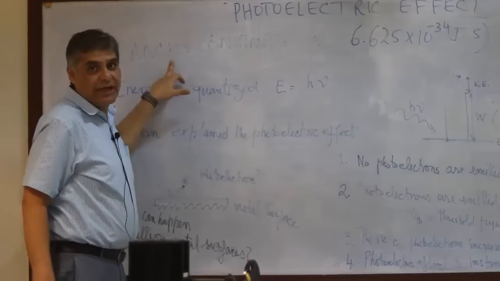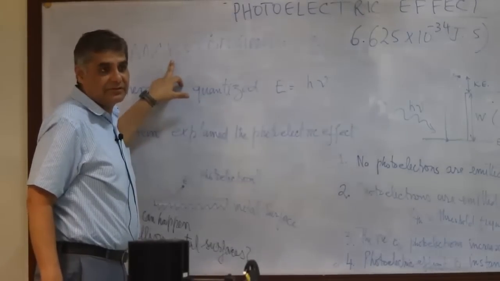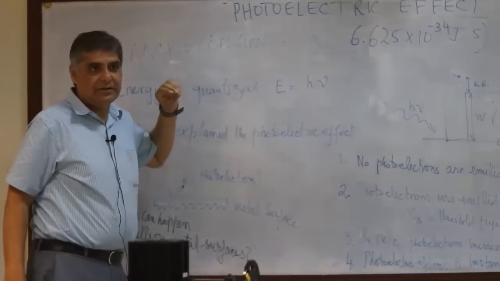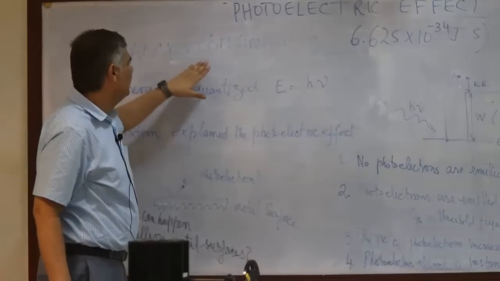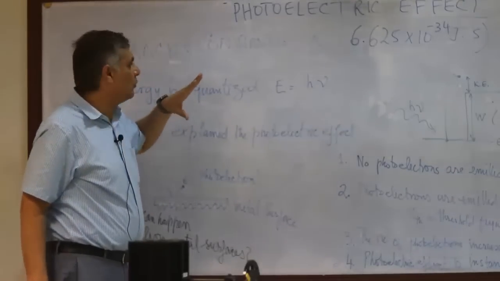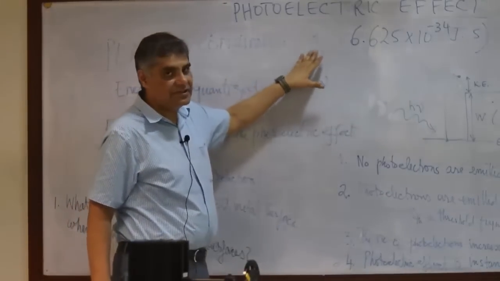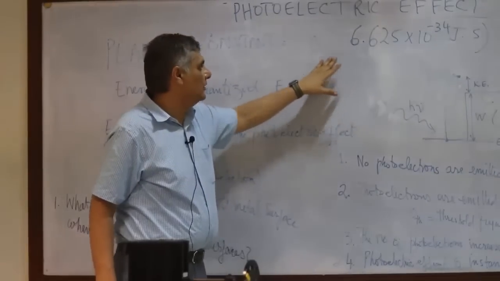You have gone through black body radiation. When Planck solved this black body radiation, he gave a famous formula where there was a constant h which had a very small value.